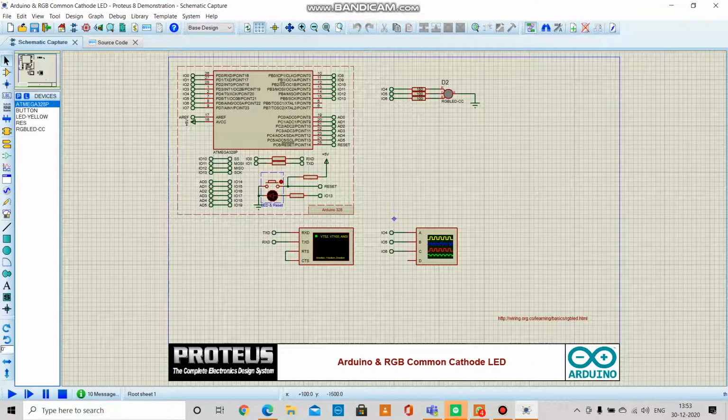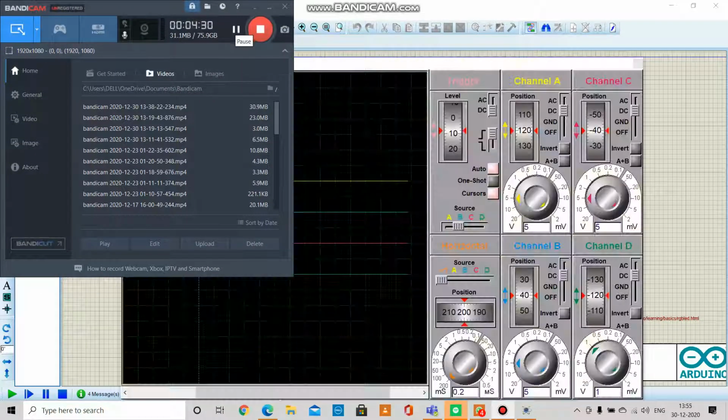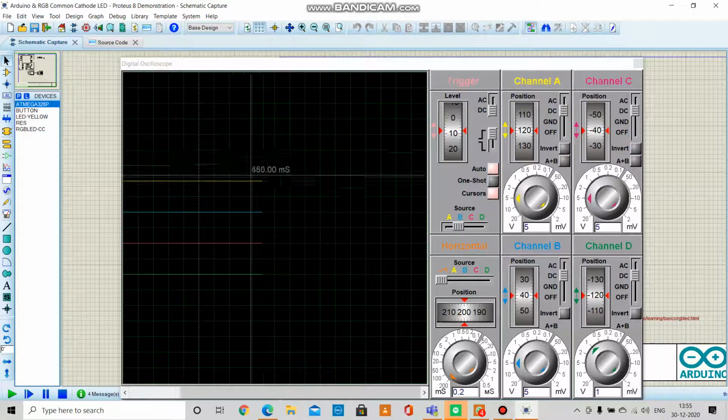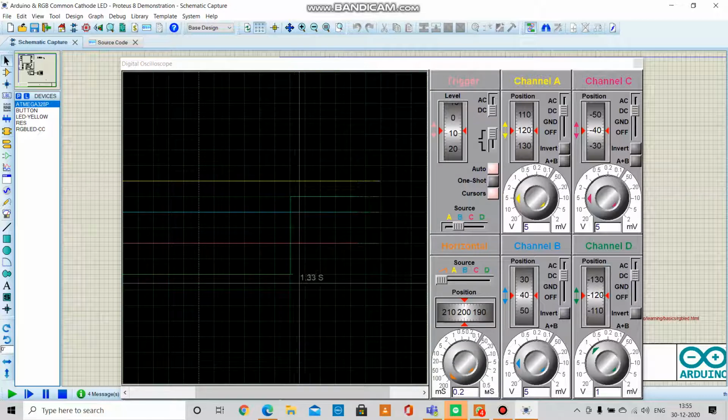Now I have connected this D point to pin 13 to verify the pattern of the timings of the valve on the digital oscilloscope. Now see the pattern of the timings on the digital oscilloscope.